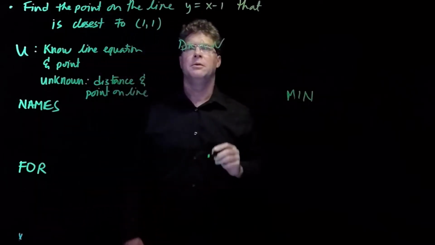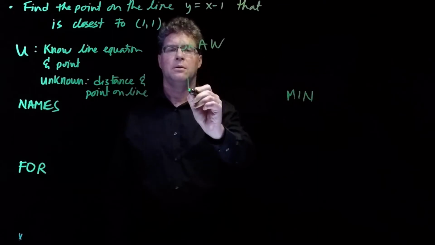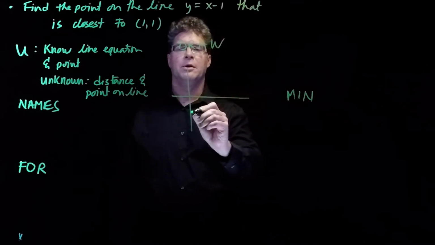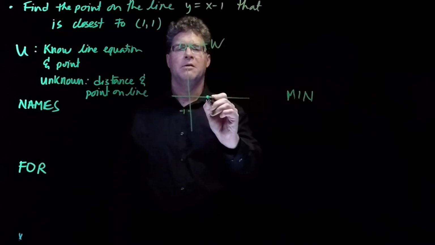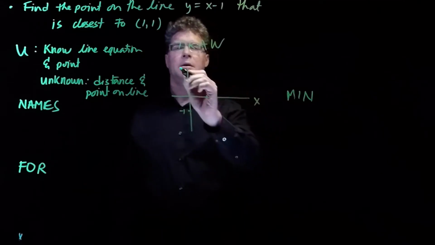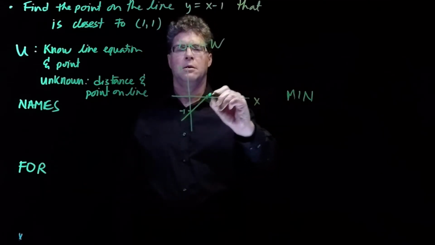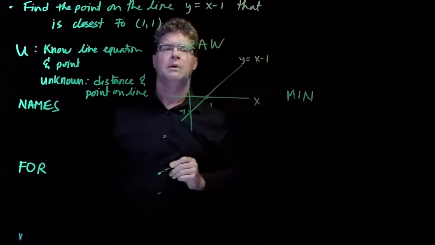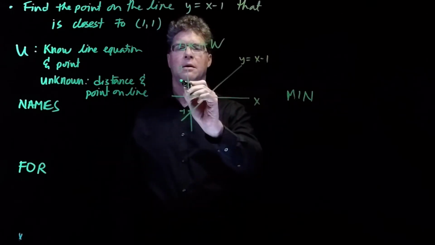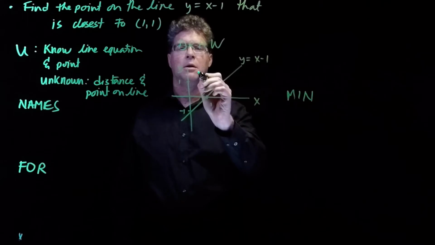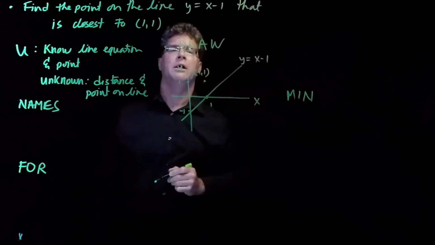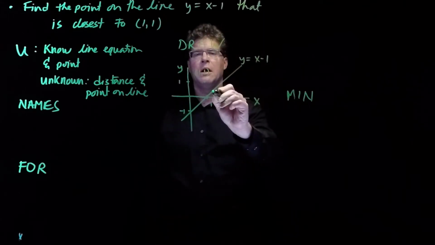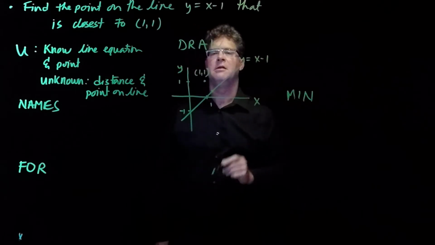So let's try to draw a picture. We have y versus x, and we're going to put the point minus 1 there and 1 there. This is y is equal to x minus 1, and we have the point (1, 1). This is the given point. What we'd like to do is to find the point on the line which is closest to the given point.